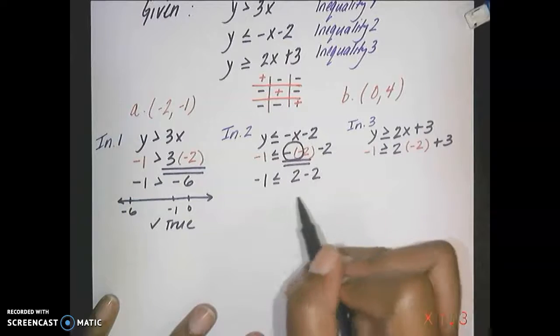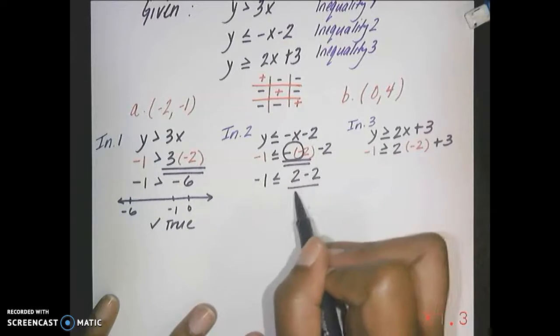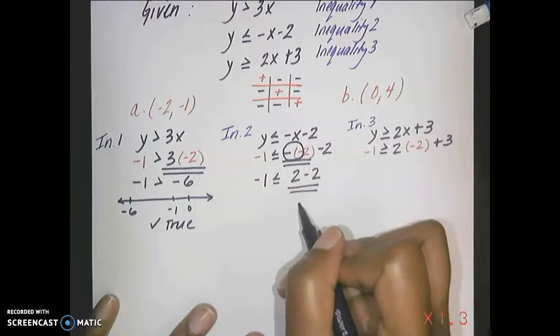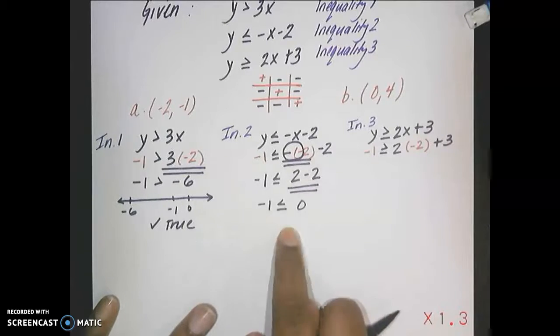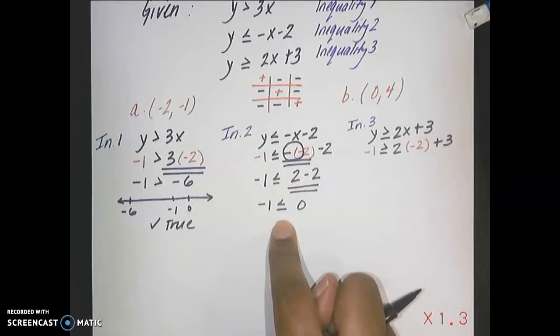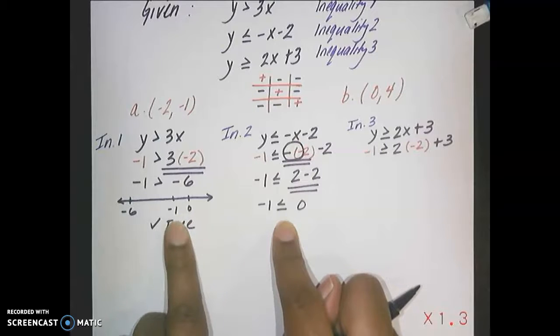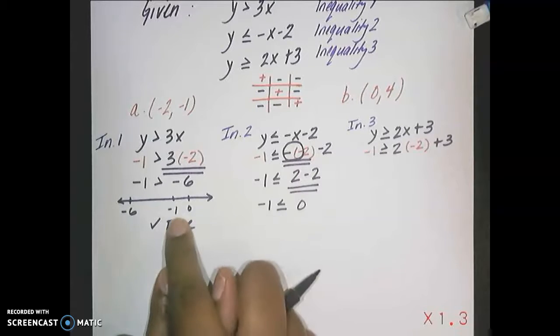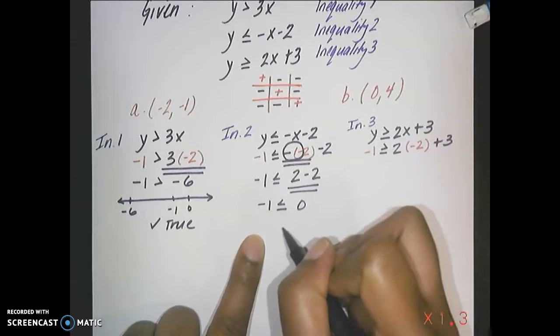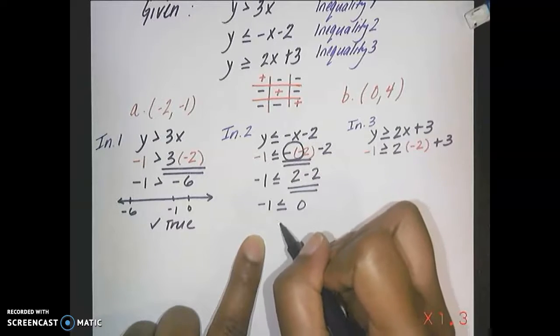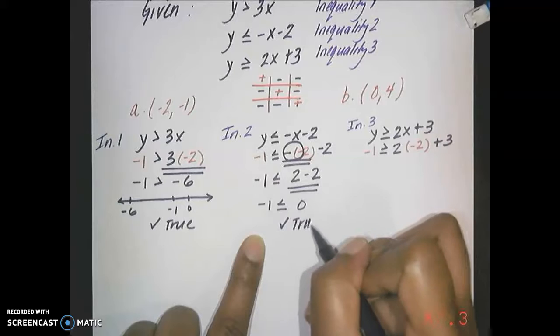So now the next thing that we need to do is subtract. 2 minus 2 is 0. We need to know if negative 1 is less than or equal to 0. Well, we know it's not equal to it, but if you look right here, 0 is to the right of negative 1. So for that reason, negative 1 is less than 0. Okay, so this happens to be true as well.